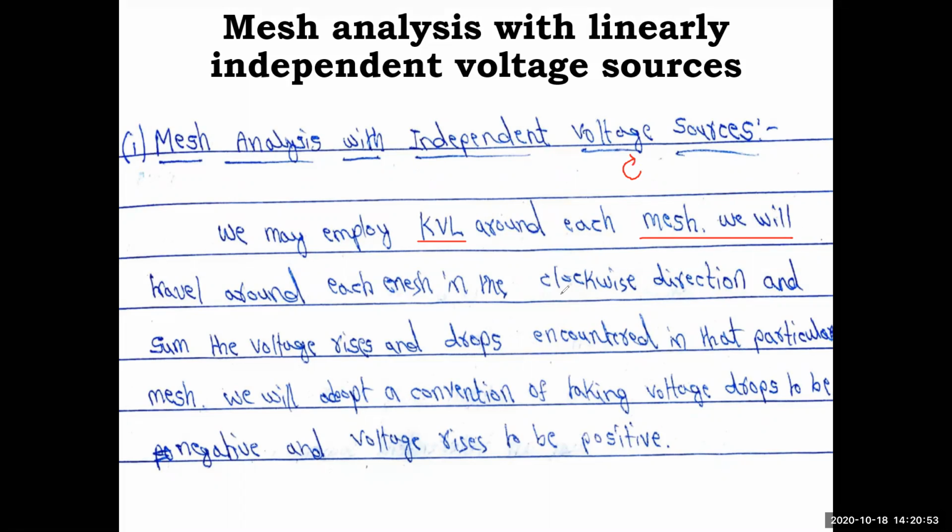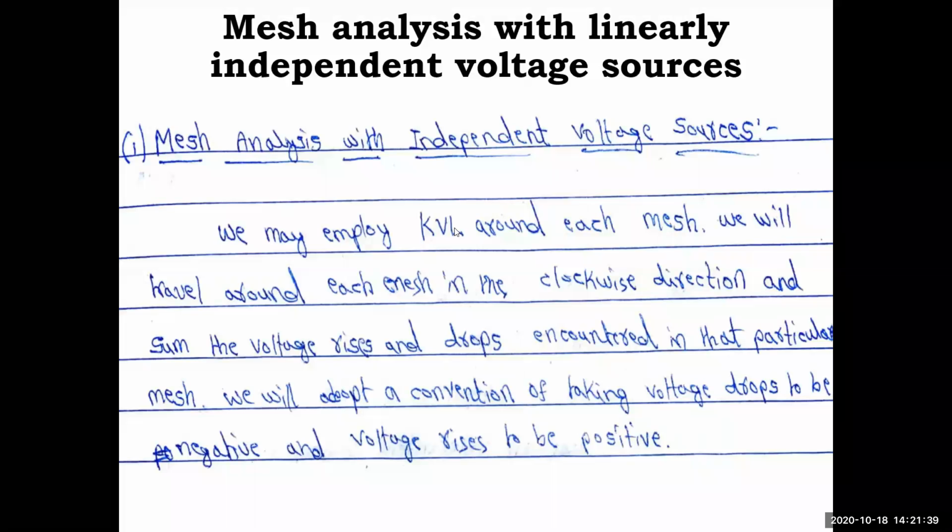We'll travel around each mesh in the clockwise direction and sum the voltage rises and drops encountered in that particular mesh. When will a voltage rise happen? When there is an energy source. In general notation, if minus-plus is encountered, we'll say energy rise. If plus-minus is encountered while calculating, we'll consider it a drop. We will adopt a convention of taking voltage drops to be negative and voltage rises to be positive. So when drawing the mesh equation using this convention, if plus-minus comes, we'll write it as minus. If minus-plus comes, we will consider plus, when we are writing the equation.